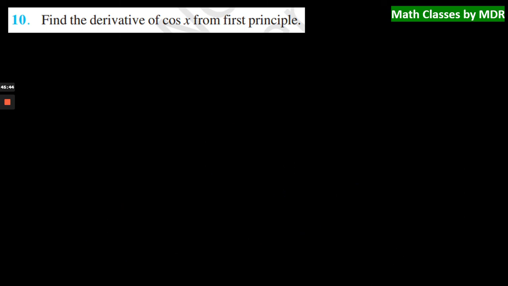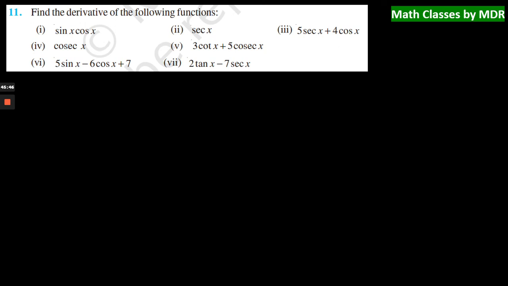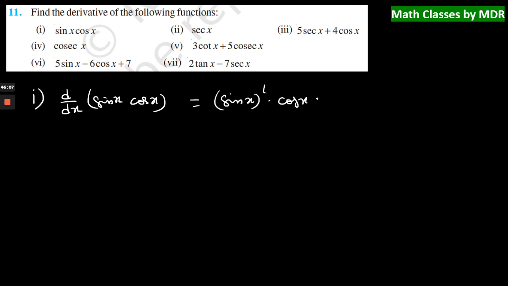Find the derivative of the following functions. Let us do it quickly. First, d by dx of sin x cos x. This is the product rule, f of x, g of x. First take the derivative of the first one: sin x prime into cos x plus cos x prime into sin x. So differentiate sin x into cos x plus differentiate cos x into sin x.